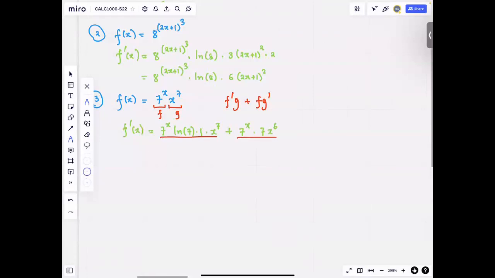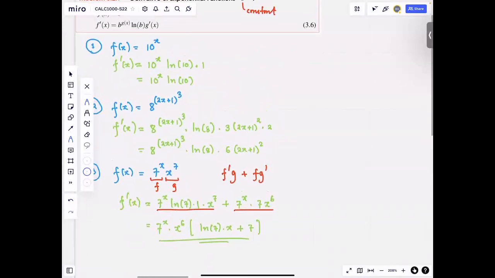Well, I can factor out 7 to the power of x, and I can also take out x to the power of 6, because there's x to the power of 7 and x to the power of 6 there. So the common one is x to the power of 6. What am I going to be left with? On the first part there, I believe we're going to be left with ln of 7 times x. And the second part of the function there, we're just going to be left with plus 7. And that is essentially the derivative there.